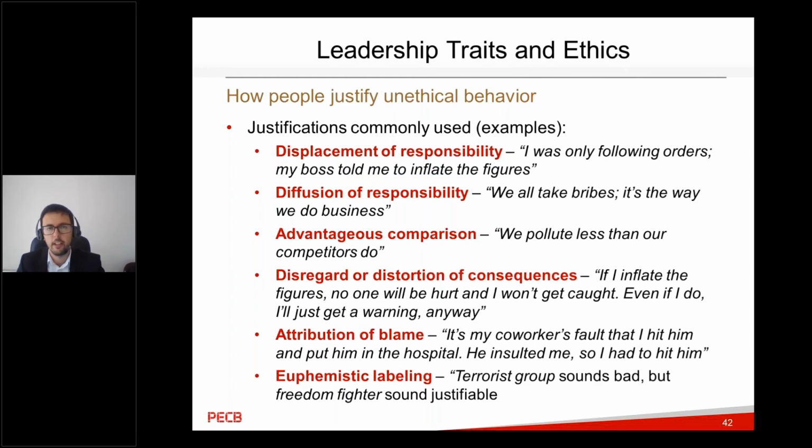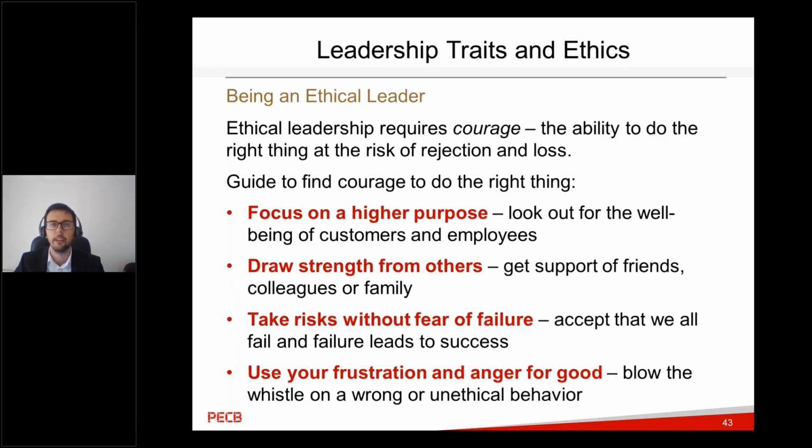And lastly, we might also have euphemistic labeling, which means that we tend to use softer words in order to cover the deed. For example, "terrorist group" sounds bad, but if we say "freedom fighters," they sound more justifiable. So in all of these cases, we see that people always see themselves as holding moral grounds. Even if they step over these moral grounds, they have justifications, because people never see themselves as not being moral.